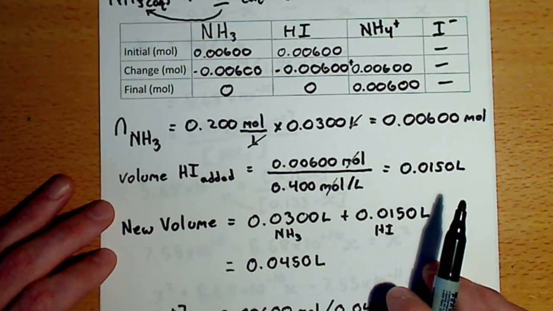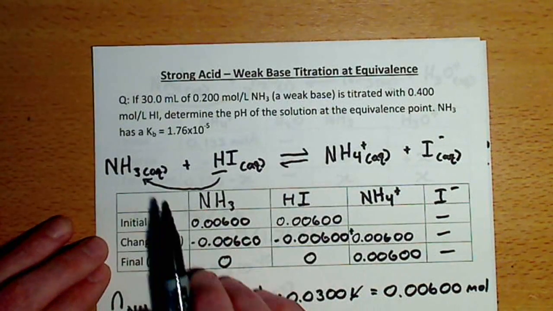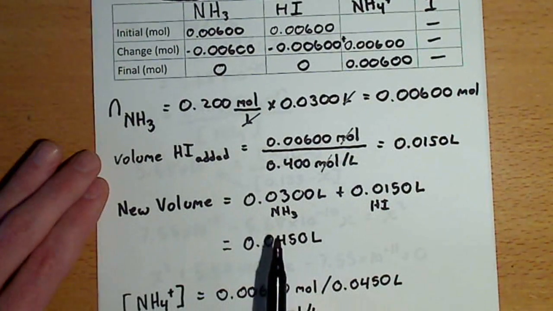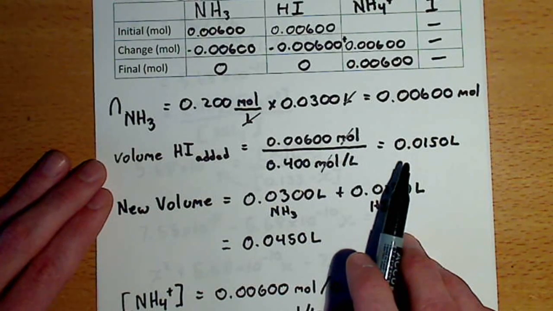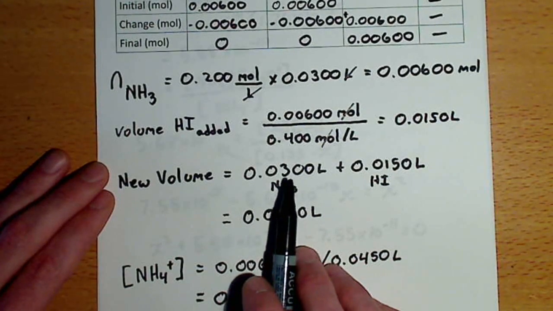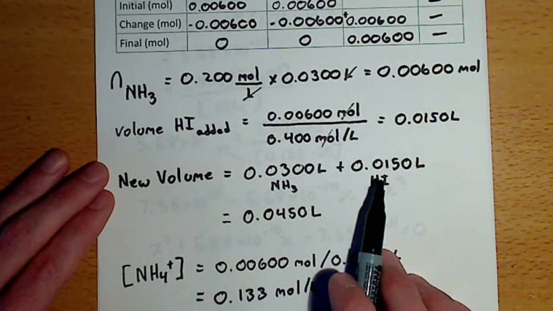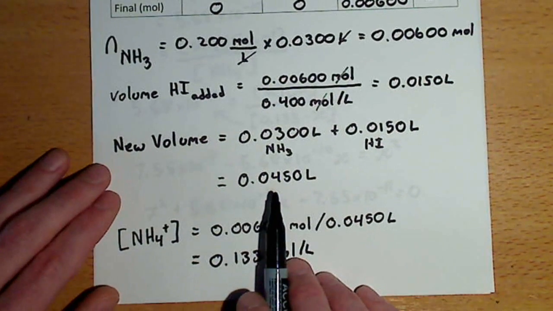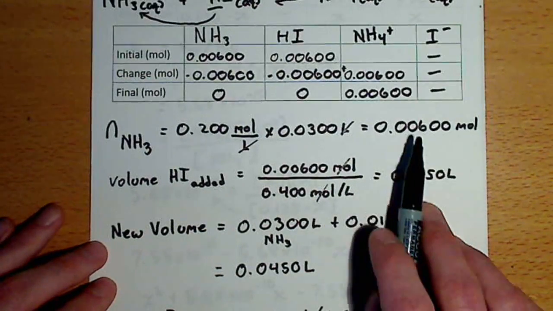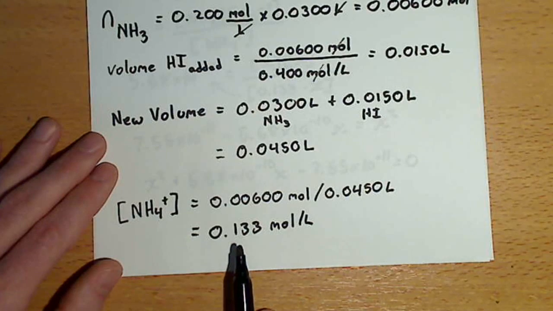In order to determine the new volume of my solution, I had to use the molar amount along with the concentration of my hydroiodic acid to solve for the volume of hydroiodic acid added, which was 0.015 liters. I then added my 30 milliliters or 0.03 liters of ammonia to my 0.015 liters of hydroiodic acid for a new volume of 0.045 liters. With that value, along with the molar amount of ammonium ion, I was able to solve for my ammonium ion concentration.